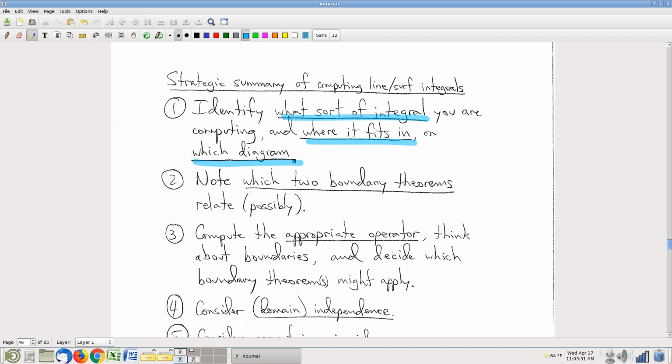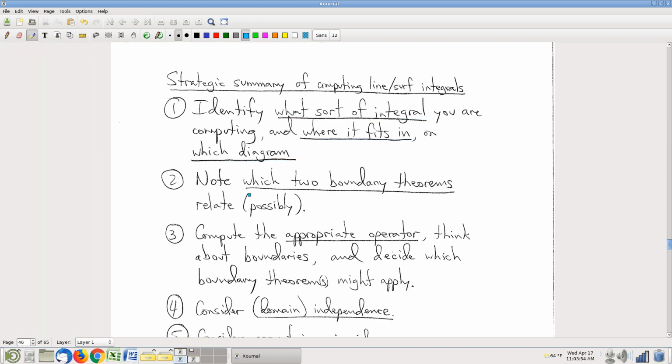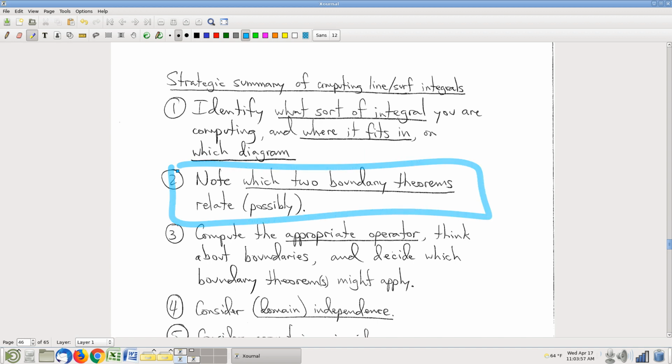For example, if the question asks you to compute a line integral over a curve in three-dimensional space, well, they asked you for a line integral in three-dimensional space, so this is what you're trying to compute. Go ahead and identify that on the picture. All right, next thing to do. Notice then, what are your options for using one of these boundary theorems, accumulation theorems, density theorems, however you want to call them? Which two are on the table?